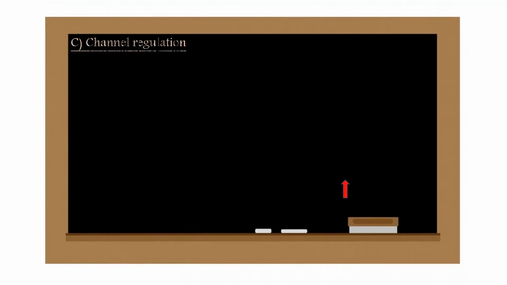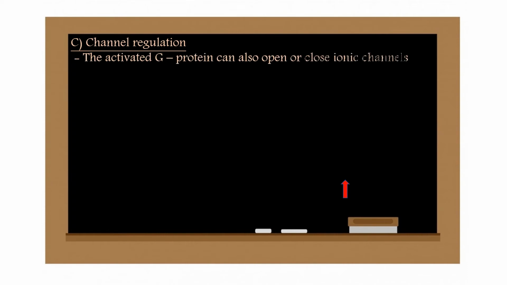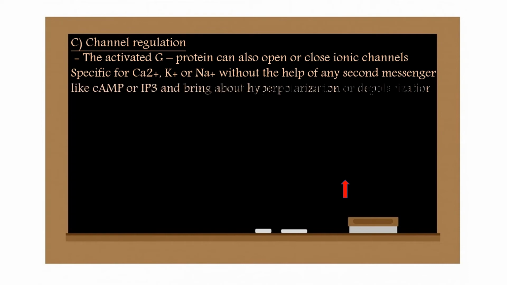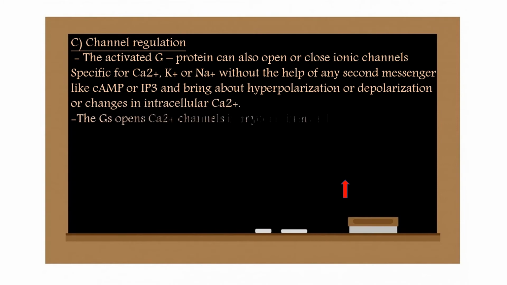Through channel regulation, the activated G protein can also open or close ionic channels that are specific for calcium, potassium, or sodium without the help of any second messengers like cAMP or IP3, and can bring about hyperpolarization or depolarization or changes in intracellular calcium.